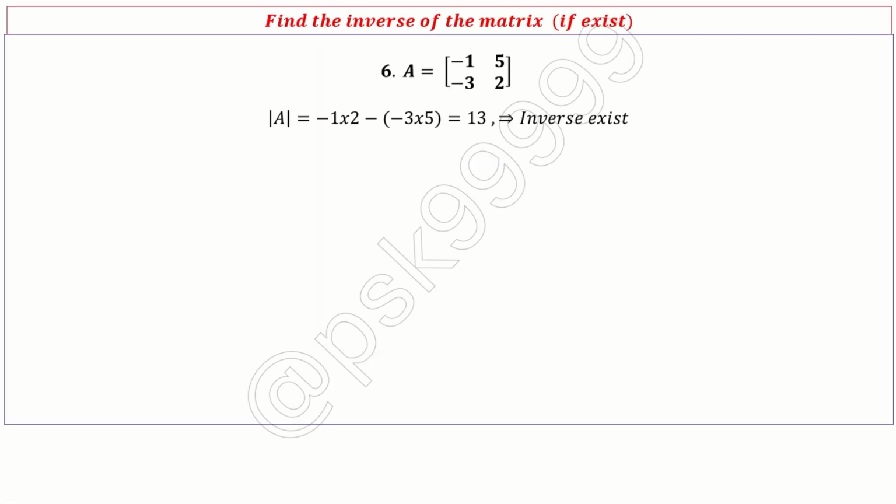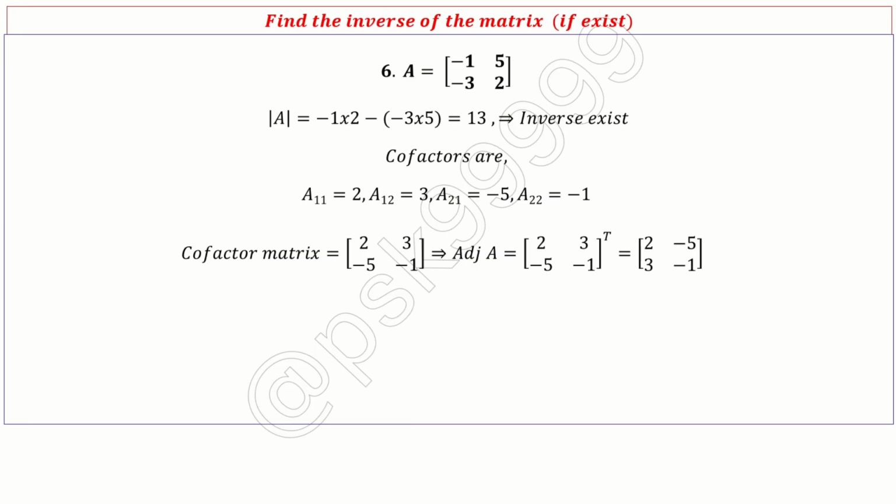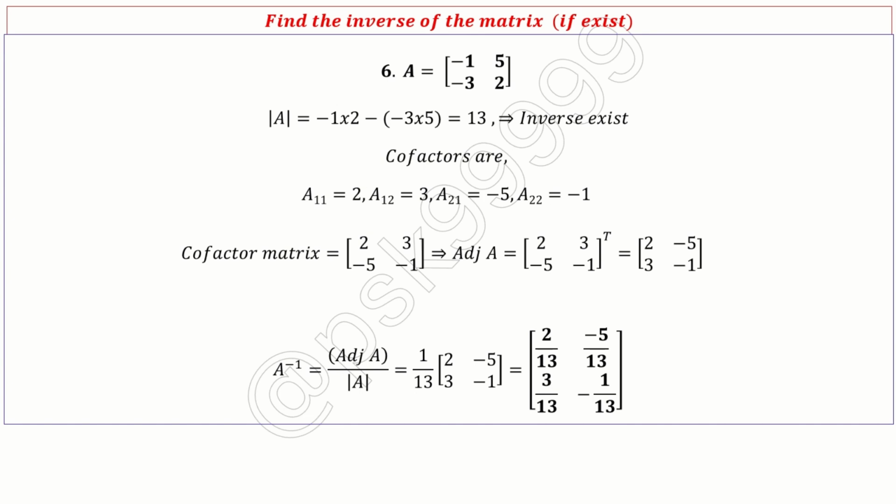Another 2 by 2 matrix, you can do it yourself. Determinant is 13, so the inverse exists. Cofactors, the cofactor matrix, the transpose of the cofactor matrix, which is adjoint A. Then A inverse is adjoint of A by determinant of A, which is the value given here. Cross check by multiplying it, you should get the identity matrix.